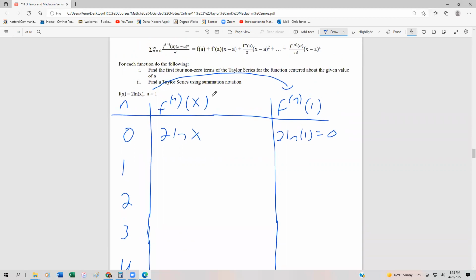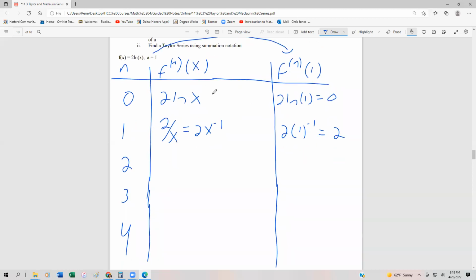First derivative is going to be 2 over x, or 2x to the minus 1. And when we substitute 1 back in, that just gives us 2. All right, so we're going to hold on to that. Next derivative is going to be negative 2x to the minus 2. And so that'll be negative 2 times 1 to the minus 2, which is negative 2.